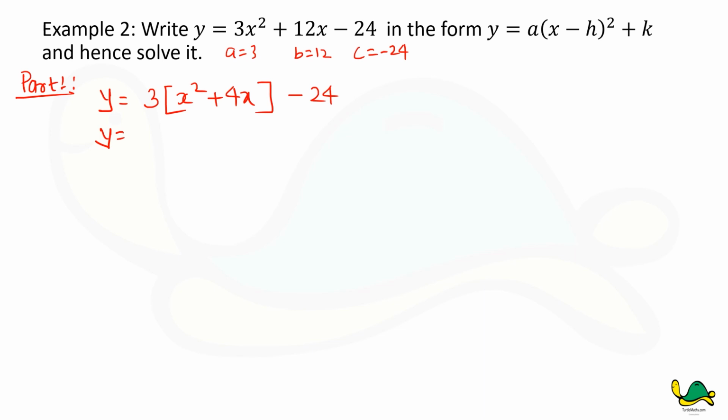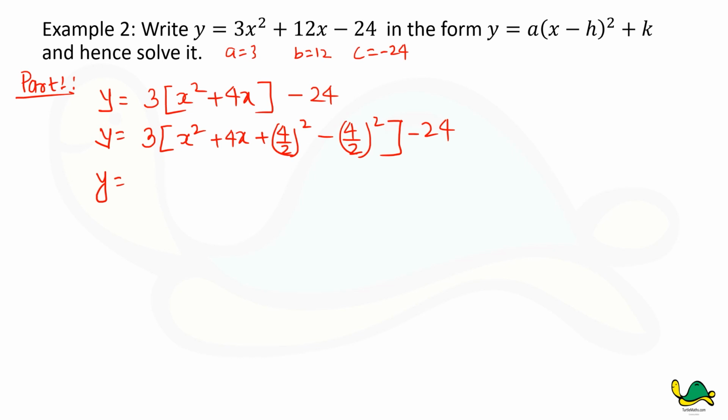In the previous example, I have told you that in order to write things in completing the square, you have to half your b and you have to add and subtract its square. So what I will do is, 4 over 2 square, I have added it, and I will also subtract it, 4 over 2 whole square minus 24. So this quantity over here is x plus 2 whole square.